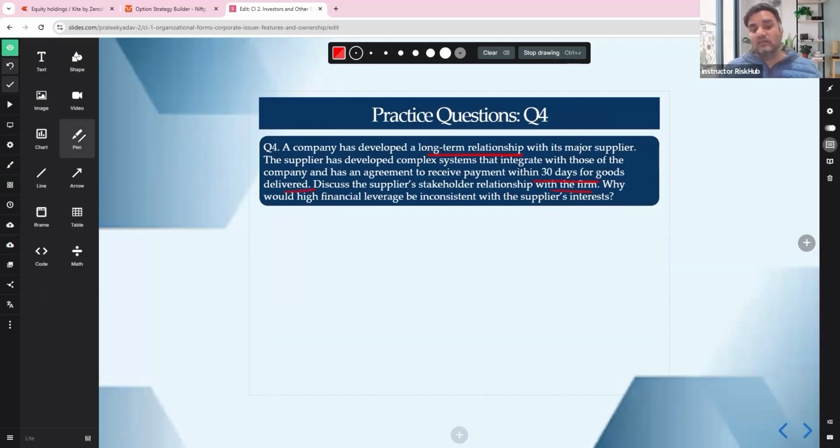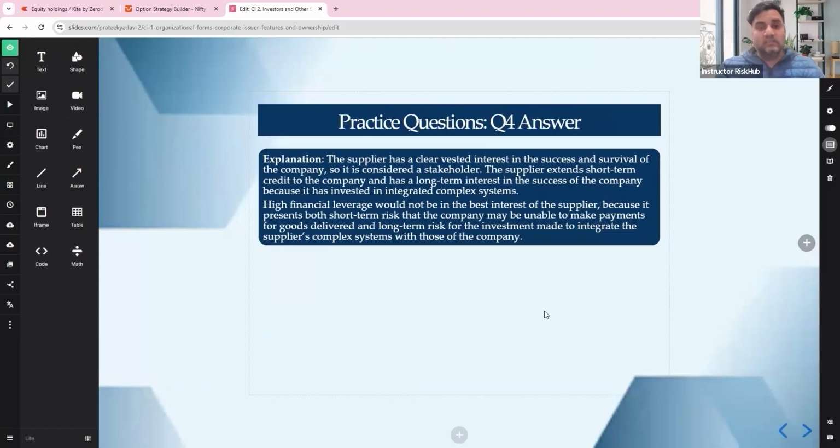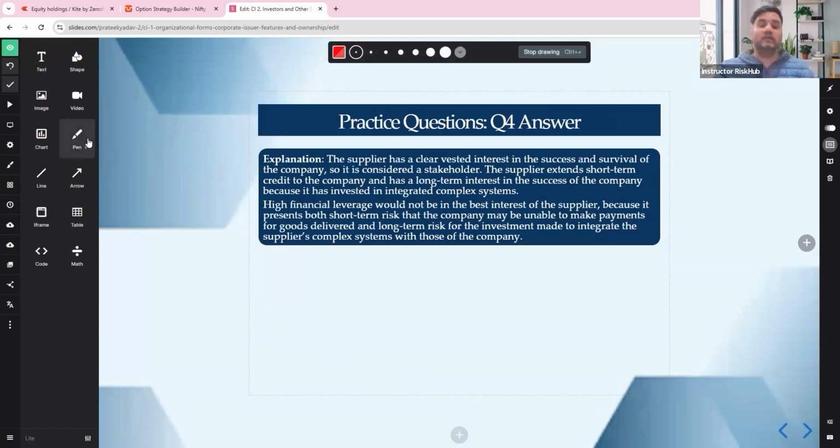Why would a high financial leverage be inconsistent with the supplier's mandate, right? Again, it's a discussion, not an MCQ kind of thing. So let's read the answer. The idea here is that the supplier has a clear vested interest in the success and survival of the company, so it is considered a stakeholder. That is fine. The supplier extends short-term credit to the company and has a long-term interest in the success of the company because it is invested in integrated complex systems. High financial leverage would not be in the best interest of the supplier, remember that.